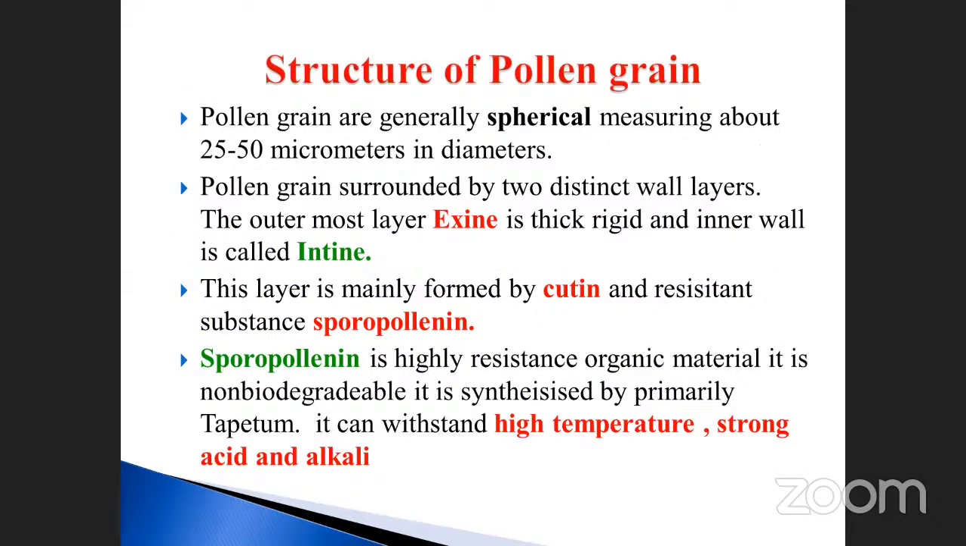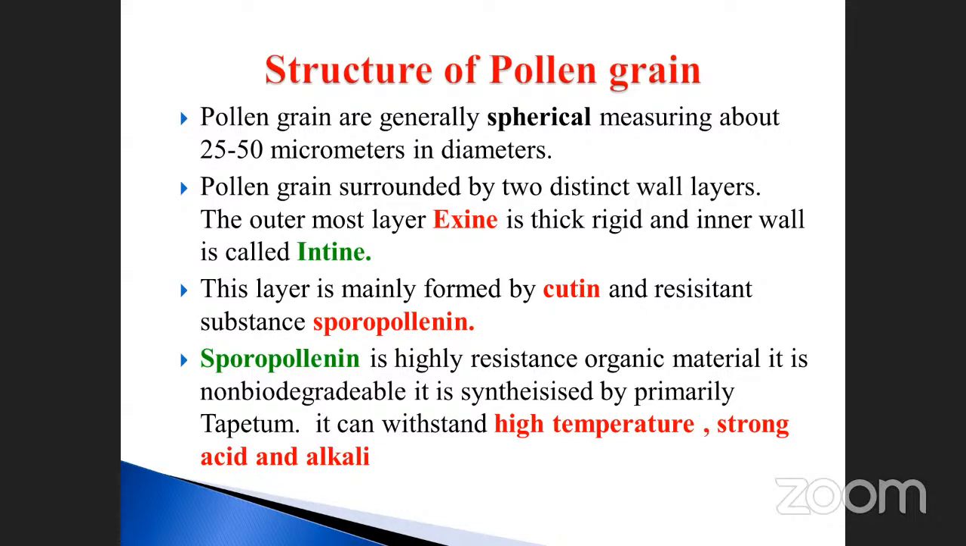Structure of pollen grains. It is a spherical structure measuring about 25 to 50 micrometers in diameter. It is surrounded by two distinct wall layers. The outermost layer is called the exine, the thick rigid wall, and the inner wall is called the intine.